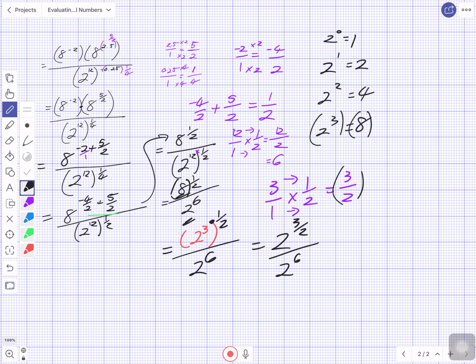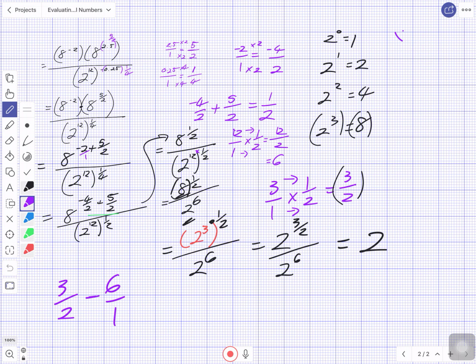Man, I just have to keep shrinking. Bases are the same. I'm going to work with it over here. So the answer is going to be base 2. But because it's division, do you know what we do with our exponents? Subtract. Yeah. So we have 3 over 2 subtracted by 6. Well, turn 6 into a fraction. And I've got to make sure I have a common denominator.